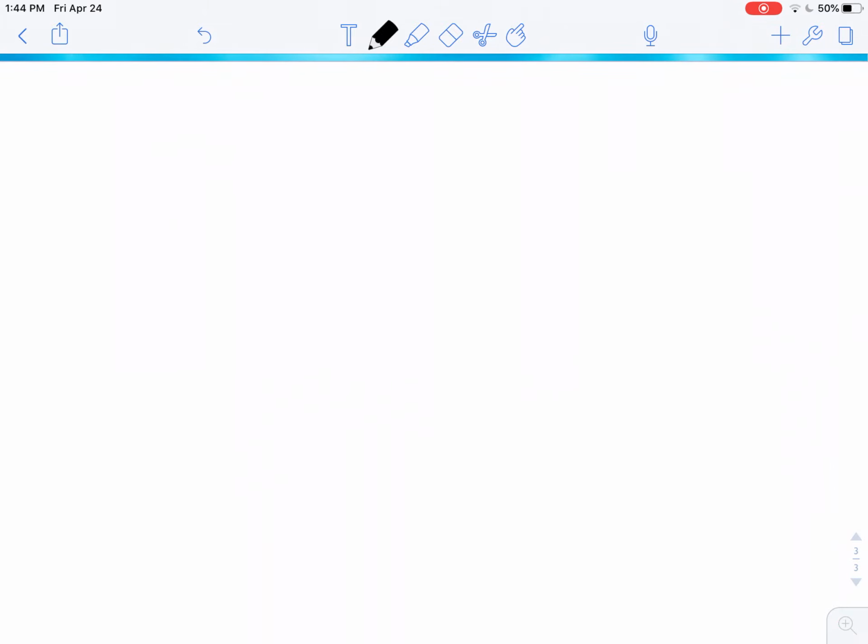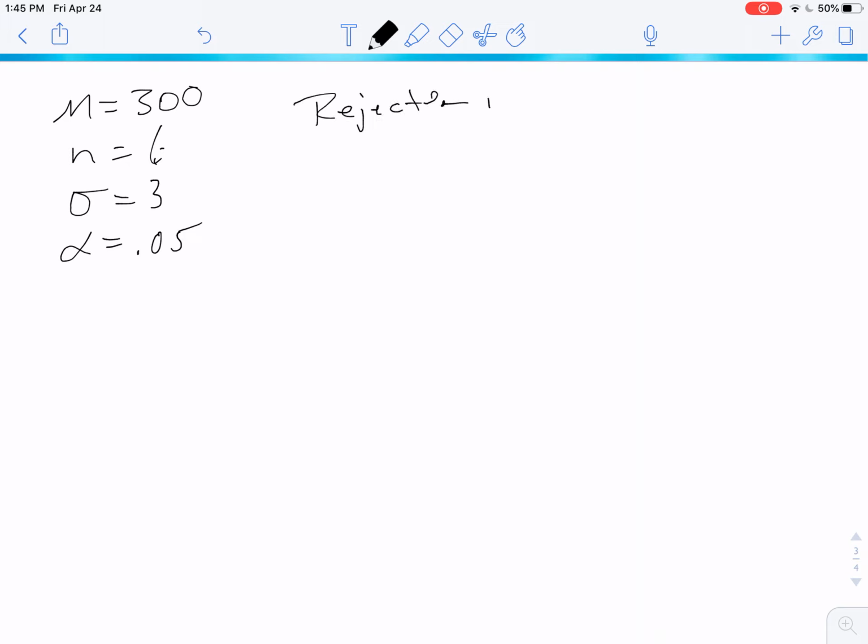So what I'm going to do is start with that assumed mean from our null hypothesis. So I'm going to assume that the mean is actually 300 as they claimed. I'm again working with a sample size of 6. My population standard deviation is 3, and I have an alpha value of 0.05. Okay, so what I need to do first is calculate what I call a rejection value. So I want to figure out how big should my sample mean be, or where will that sample mean be between rejecting the null and failing to reject the null. So I want to figure out where is that cutoff point.